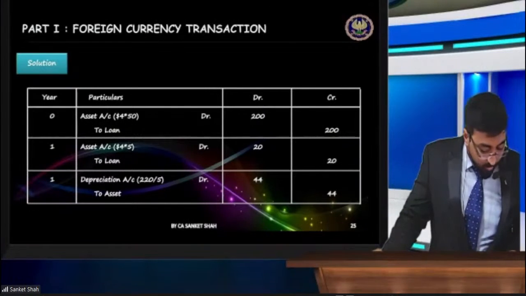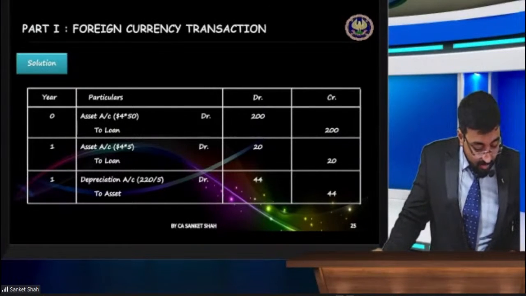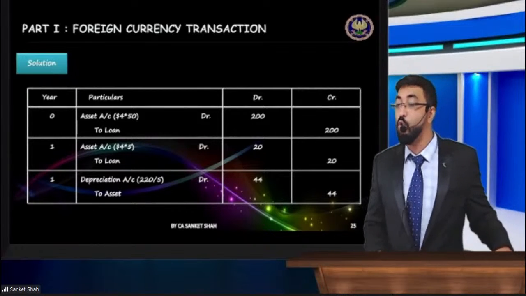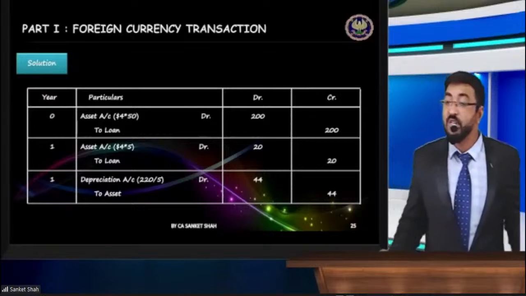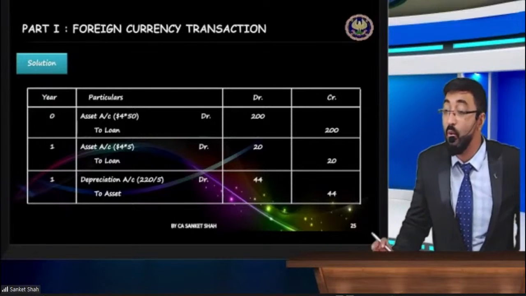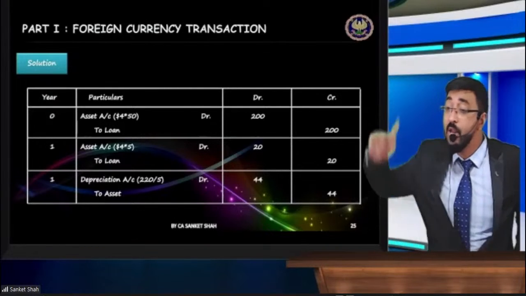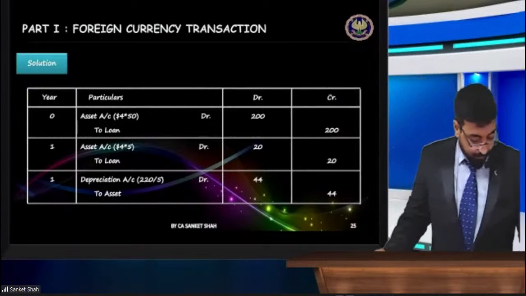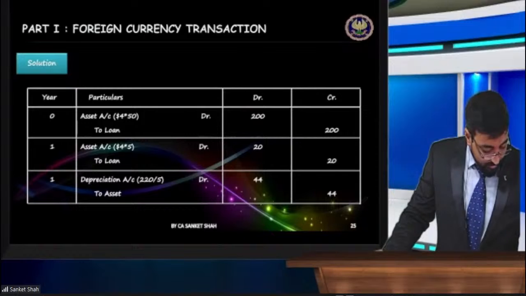Yes, beta. Kunal, you are correct. Depreciation account debit to asset, it is 44. It is on the new value on 220 and not on the original cost. It is not on the original cost, but it is on the new value. Remember, this is on 220 rupees. Okay, so Kunalji, you are clear with the concept now.